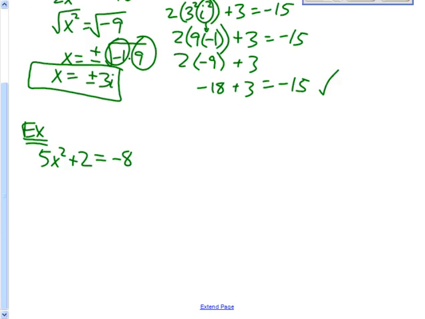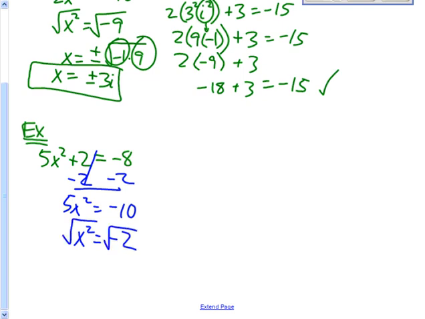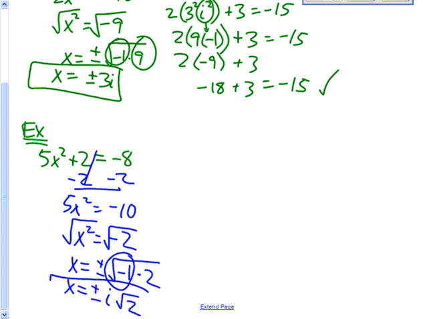But let's go down. Let's solve this next one here. So 5x squared is negative 10. I go ahead and divide both sides by 5. I got x equals plus or minus the square root of negative 2. I'm going to write this as negative 1 times 2. Square root of negative 1 is i. I'm left over with the square root of 2. So plus or minus i root 2 is my solution on that.